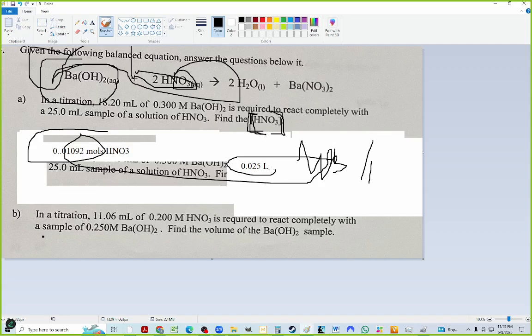So we did sort of a mole bridge here too, but you have to understand titration and what they're asking. When two things are titrated, the acid and base eliminate each other based on their mole ratio. We needed 2 moles of HNO3 to neutralize 1 mole of BaOH2, which is why we had to multiply by 2 at one point.